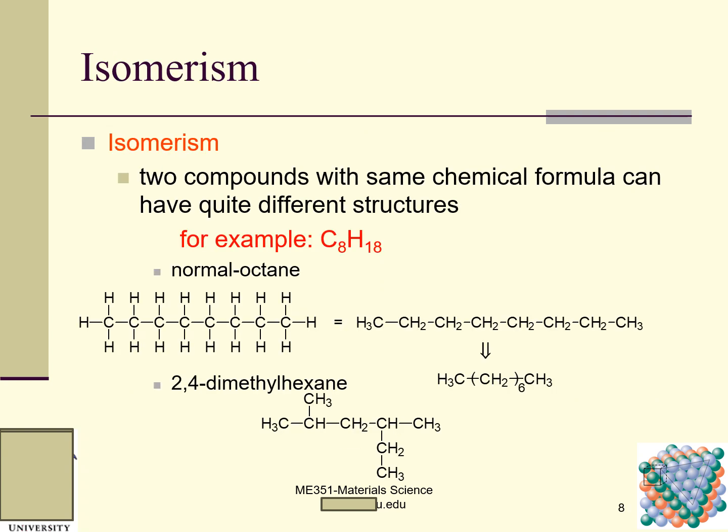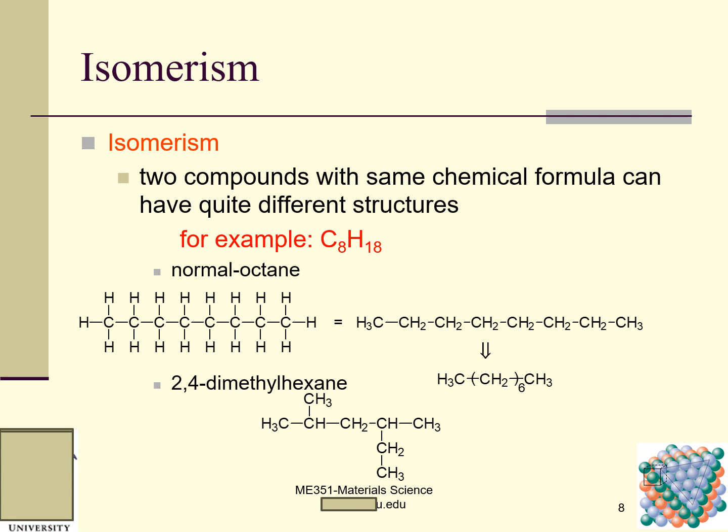And then isomerism. In English, iso means that something is the same. So here, what is the same? Mer is the same. And isomerism means two compounds with the same chemical formula can have quite different structures. Do you have a sense? For example, C8H18. So isomerism. And here normal octane means 8.